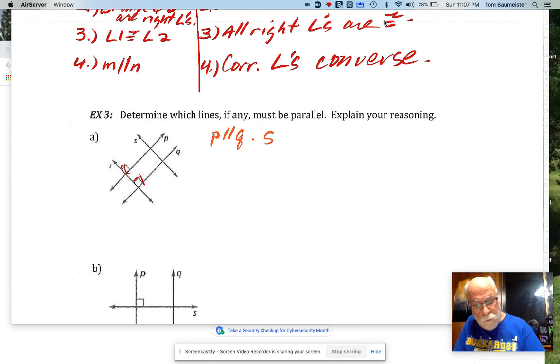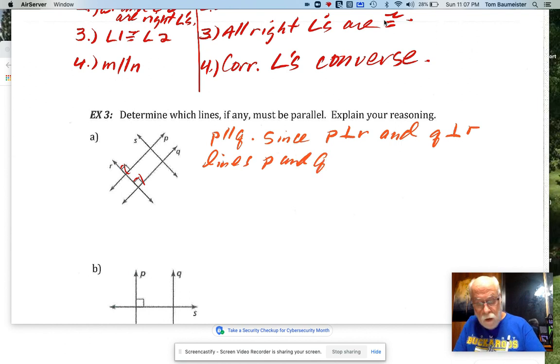Again, we can say that because P is perpendicular to R and Q is perpendicular to R, lines P and Q are parallel by the lines perpendicular to a transversal theorem.